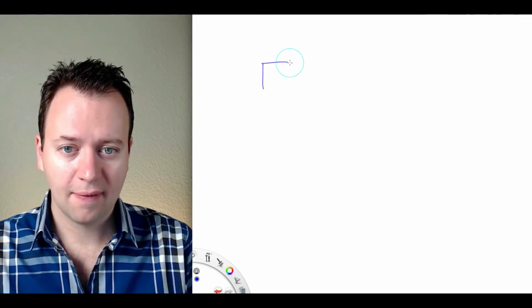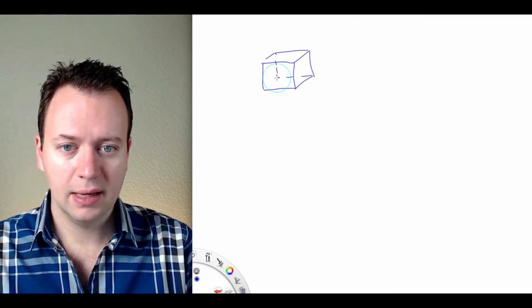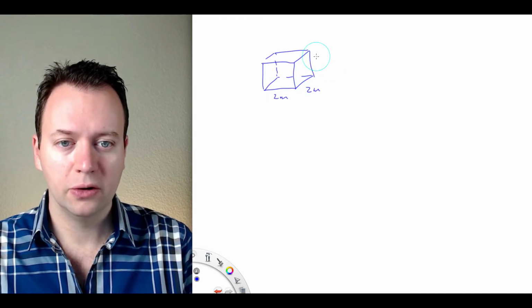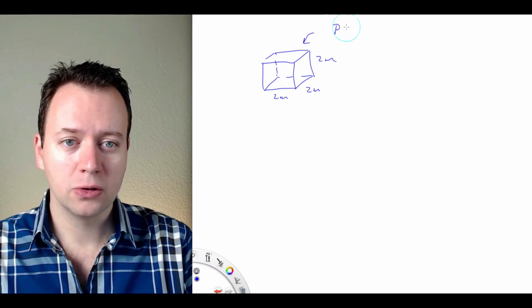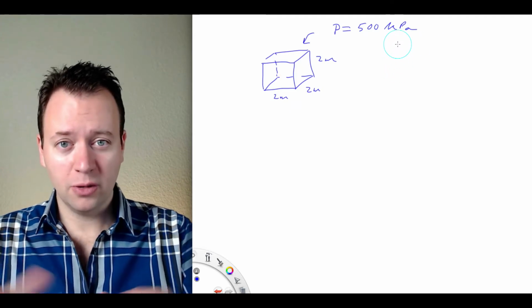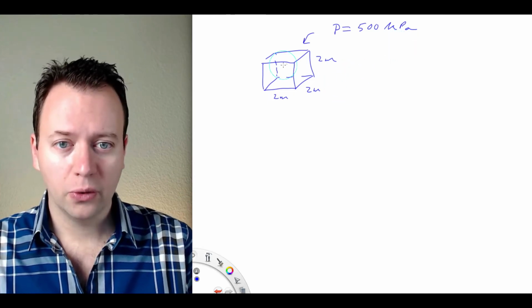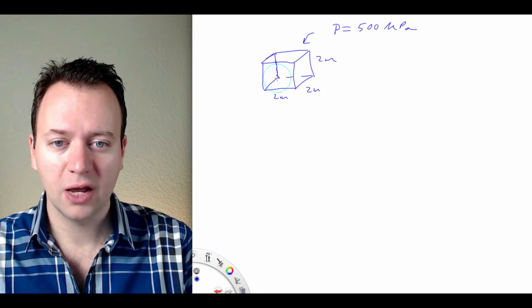Okay, so if we look at just a box of gas, let's say it is 2 meters by 2 meters by 2 meters, and we have a pressurized gas that has a pressure of, let's say, 500 kilopascals. So about 5 times the pressure of the atmosphere, so it's pretty pressurized. So what's the total force exerted on, let's just say, one face of the box? What's the total force exerted on a side of the box?